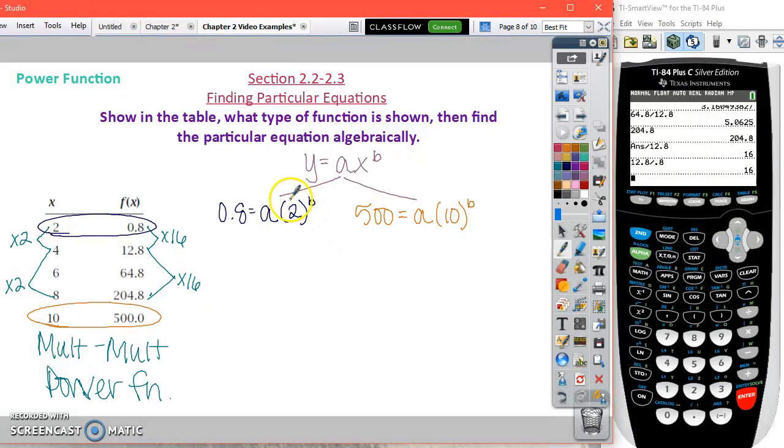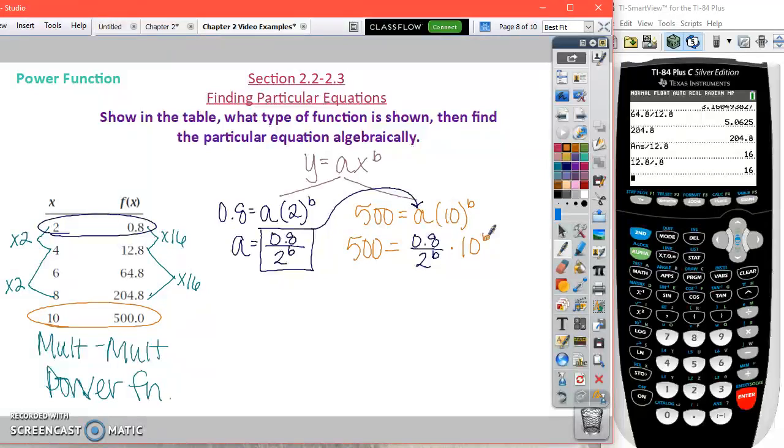So I'm going to divide both sides of the equation by 2 to the b. That will leave me with 0.8 over 2 to the b power. From here, I'm going to take this value, plug it into the other equation for a. So I will have 500 equals 0.8 over 2 to the b times 10 to the b.